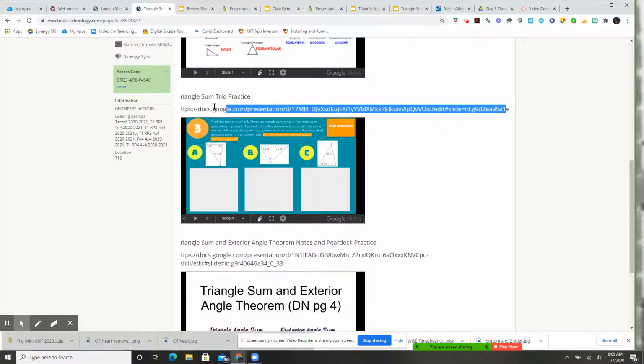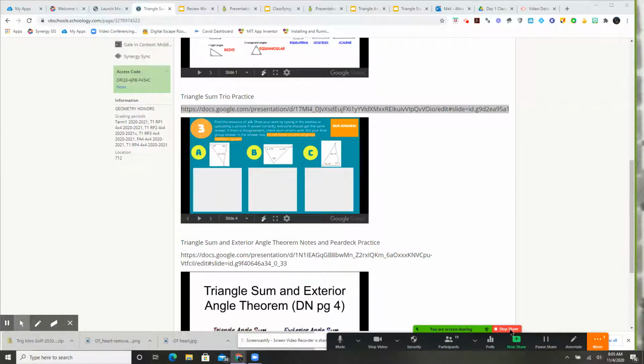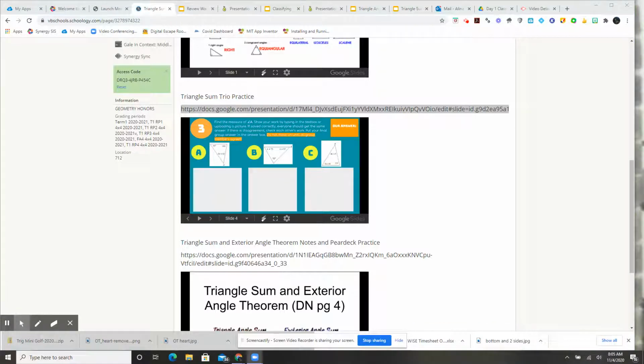So you might have to make a copy of this. So I'll put it in the chat, but you might need to make a copy of it. Let's see if that lets you make a copy of it. You click on that link, can you open it? Does it force you to make a copy? Yeah.